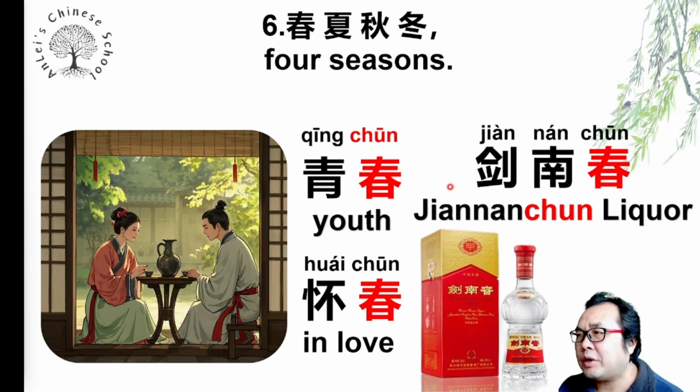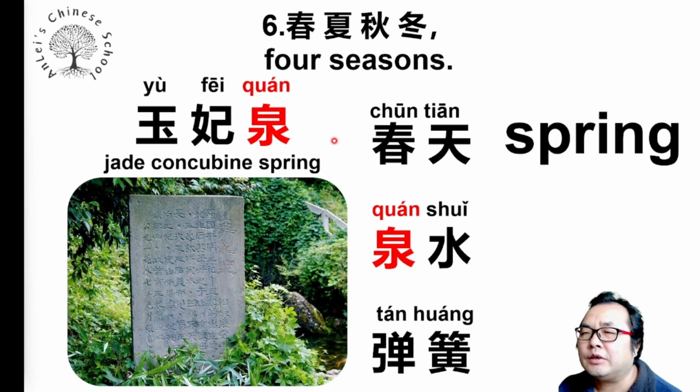So over 1,300 years ago in the Tang Dynasty, people called liquor chun. Jiannan Chun is a brand. I don't drink alcohol, but lots of my friends love alcohol. Maybe it tastes like a spring. Then I checked the files. The Jiannan Chun alcohol was made from the water of Yu Fei Quan, Jade Concubine Spring. So that alcohol was made of spring water.